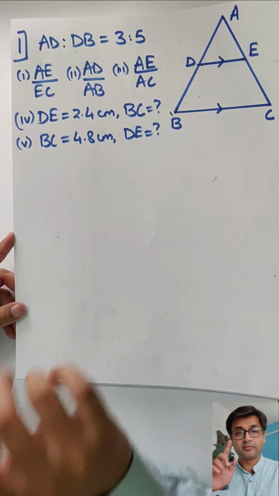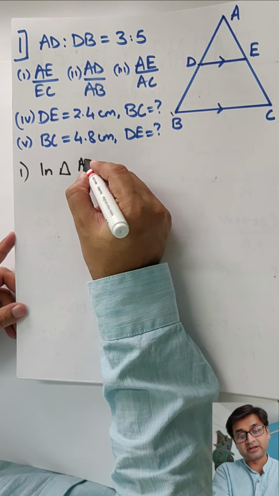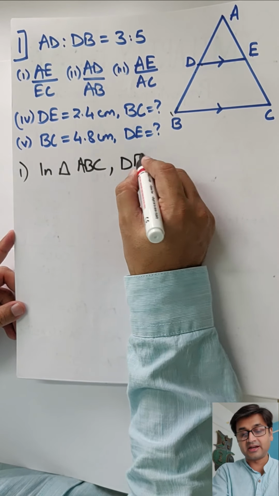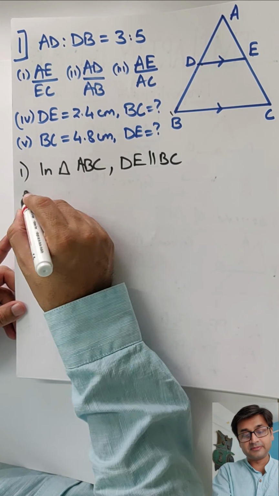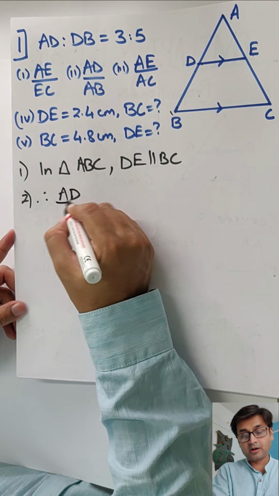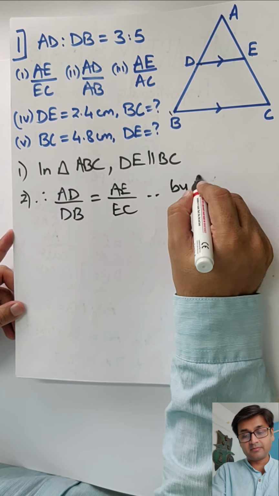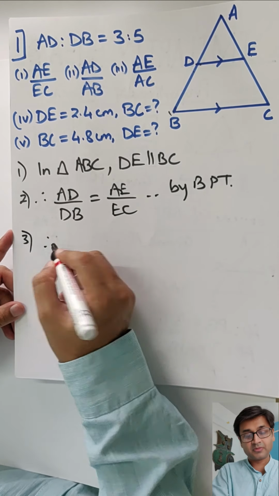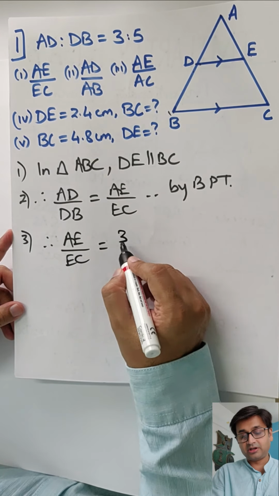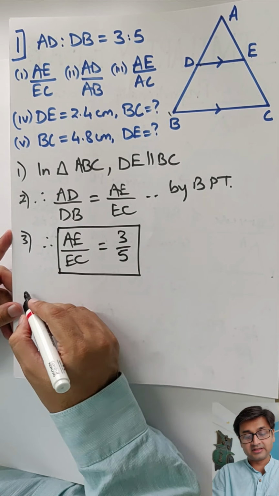So we'll see how to go about it, but first let's get this by BPT. So how will you write BPT? Stay with me for some time, at least for the first sum, and next sum onwards you can go ahead of me. So in triangle ABC, say that DE is parallel to BC, and since these two are parallel, therefore AD upon DB equals AE upon EC by basic proportionality theorem, and therefore AE upon EC will become 3 upon 5. That's your first part, so put a box to it and the teacher can easily get it then.